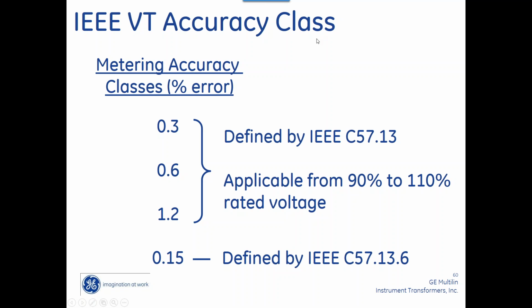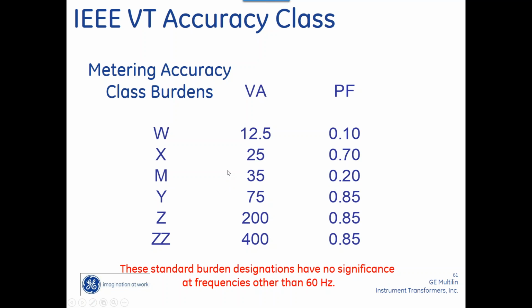There are VT accuracy ratings on VTs: 0.3, 0.6, 1.2, and 0.15. And they're all done by IEEE C57.13. They're designed to handle between 90 and 110% rated voltage. So that's the range they've got to work in.